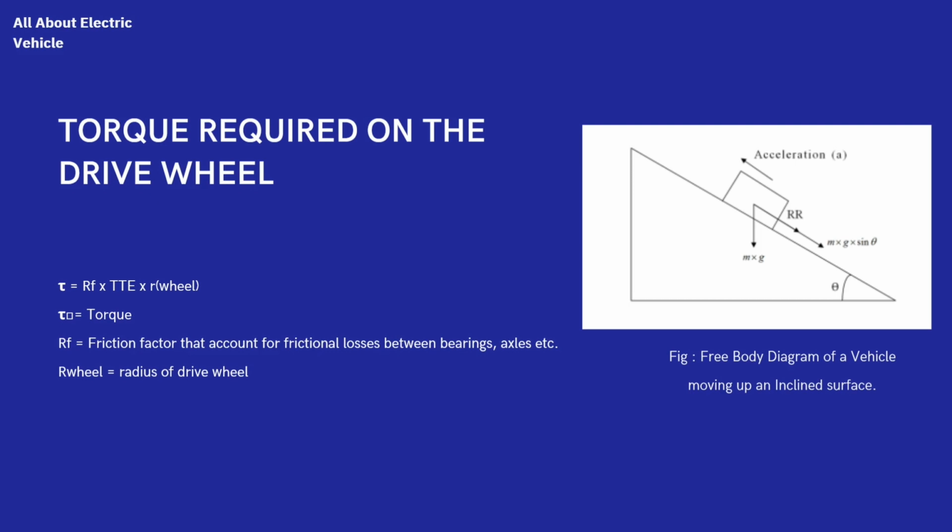The final drive ratio, that is Rf, is the ratio between the rotational speed of the drive motor and the rotational speed of the drive wheel. The final drive ratio is typically determined by the design of the drivetrain and the desired speed and torque characteristics of the vehicle. The radius of the wheel is the distance from the center of the wheel to the outer edge of the tire. The radius of the wheel is also important because it determines the linear speed of the vehicle for a given rotational speed of the wheel.